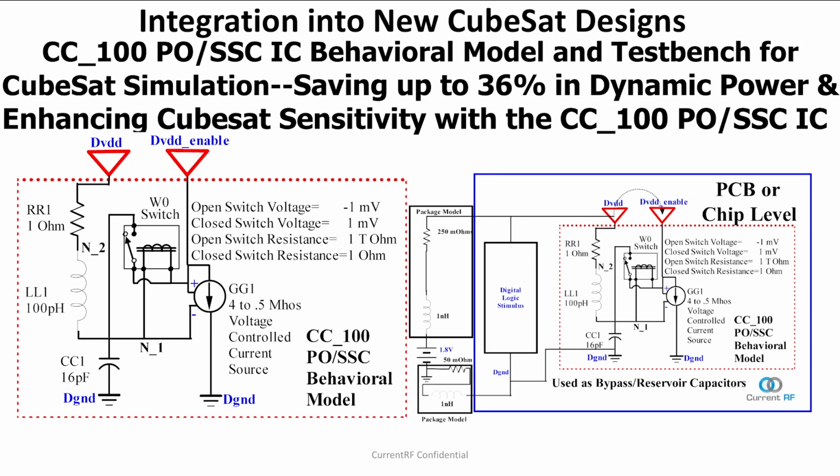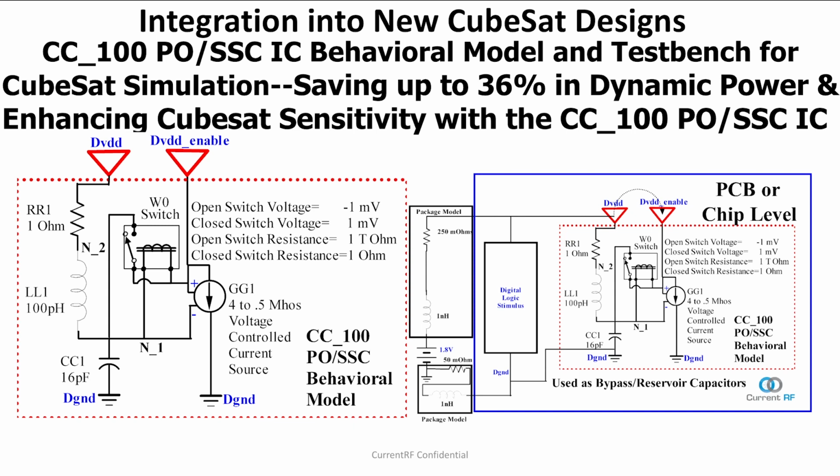CurrentRF has developed a very true-to-life behavior model that can be built from common SPICE behavioral sources. The model represents the CC100 PoSSC IC and reference design behavior. It is meant to be utilized to replace the bypass and reservoir capacitors utilized in PCB and IC designs. The model accurately represents the behavior of the CC100 PoSSC IC and can be utilized to set the design parameters of the device and IP to be imported and utilized in actual PCB and IC designs.